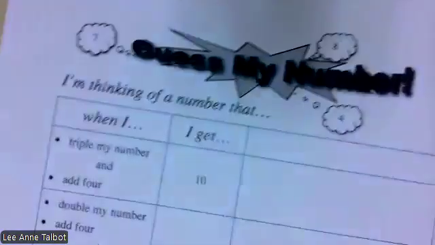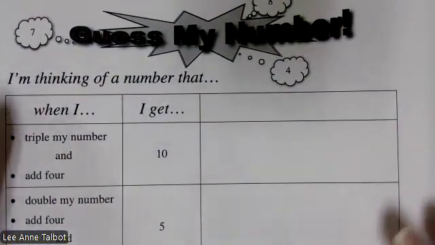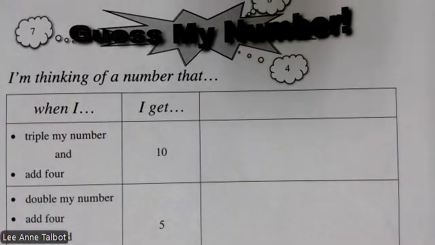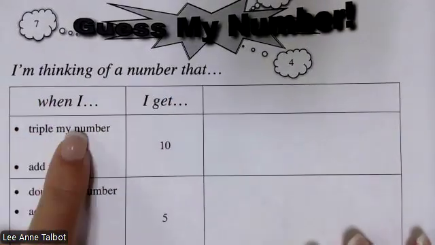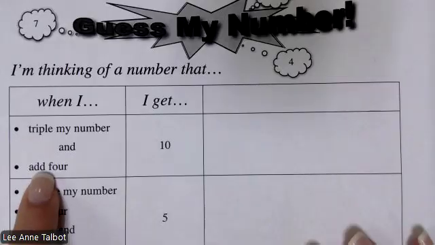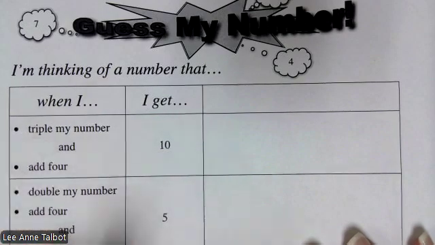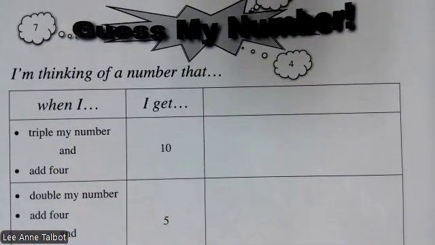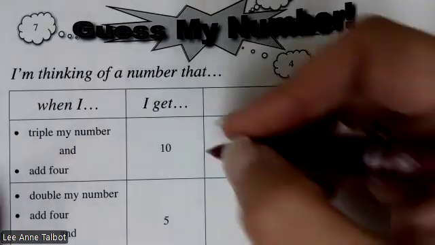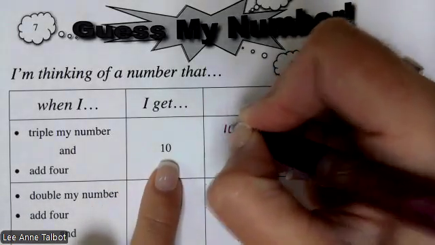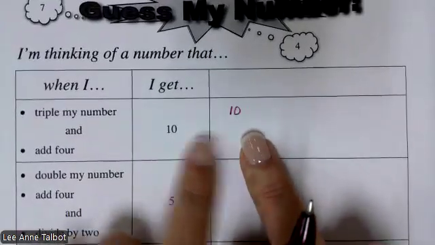Okay, now before you get to the notebook, we're going to play a game. It's a fun game called Guess My Number. You're not writing anything. You're just looking at the screen. I'm thinking of a number that when I triple my number and add 4, I get 10. What number do you triple, then add 4 to get 10? 2. 2, nice.